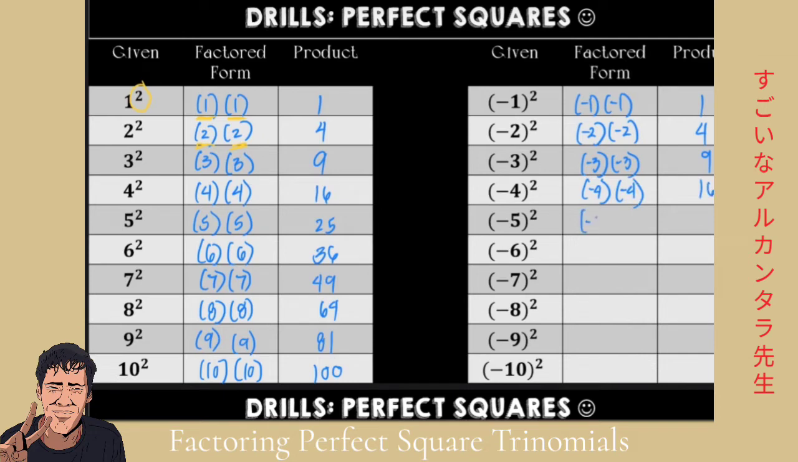Negative 5 times negative 5, that will give you positive 25. Negative 6 times negative 6, that will give you positive 36. And negative 7 times negative 7, that will give you positive 49. Negative 8 times negative 8, that will give you positive 64. Negative 9 times negative 9, that will give you positive 81. And negative 10 times negative 10, that will give you positive 100.